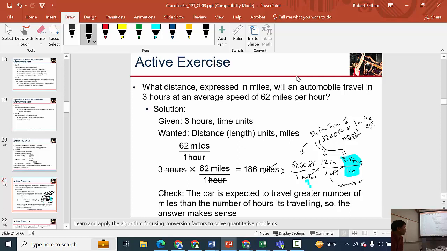If you don't have this one memorized, of course memorize this one. 12 inches in a foot. All right, what's the next one? The next one we don't necessarily have to memorize, but we need to get rid of centimeters.